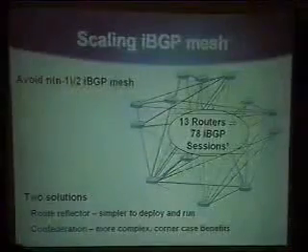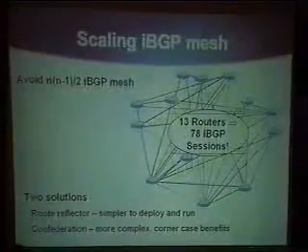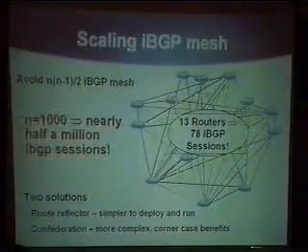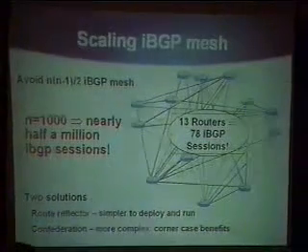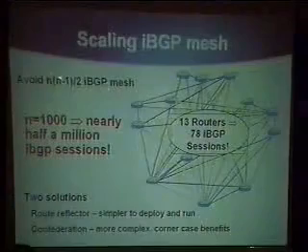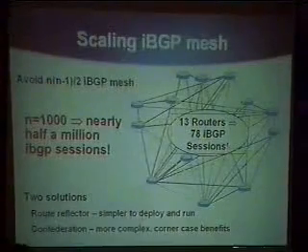Well, in this case, 13 routers, you've got 78 IBGP sessions. 1,000 routers, you have nearly 500,000 IBGP sessions. Right? I mean, that's just not scaling. This is an n-squared scaling problem, and that's just no good.